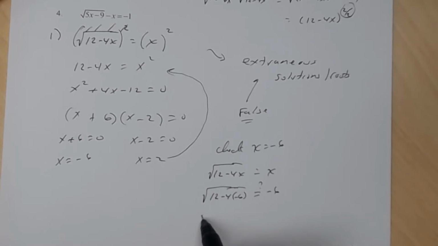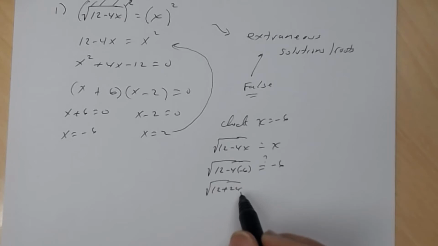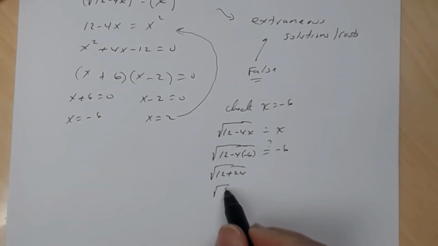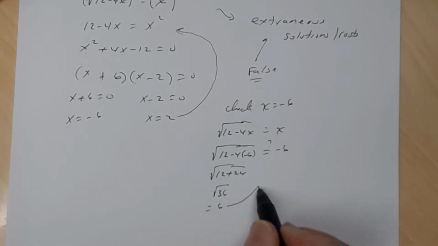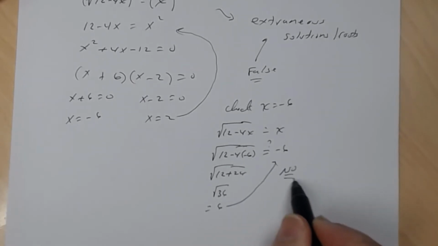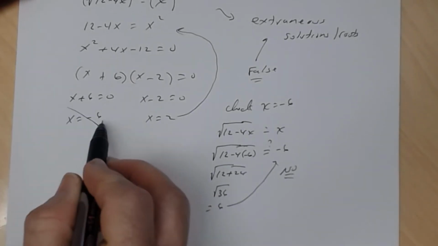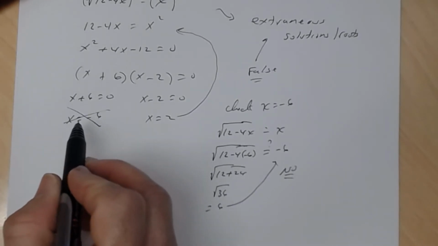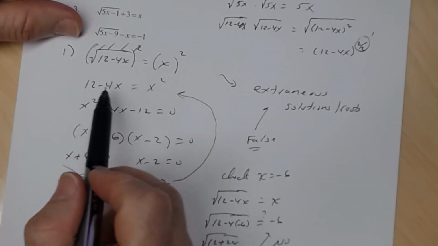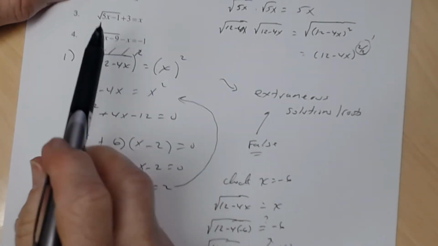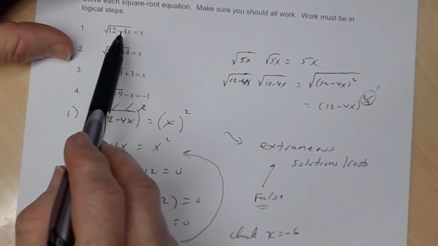So this becomes the square root of 12 plus 24, which becomes the square root of 36, which is 6. But the question is, is 6 equal to negative 6? The answer is no. So this would not be a solution. This is considered an extraneous root. So it is a solution to this quadratic right here, but it's not a solution to the square root equation.